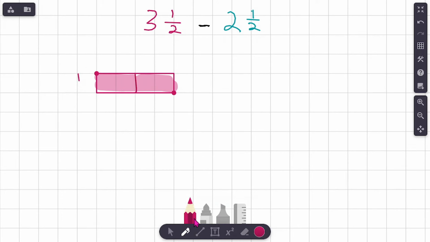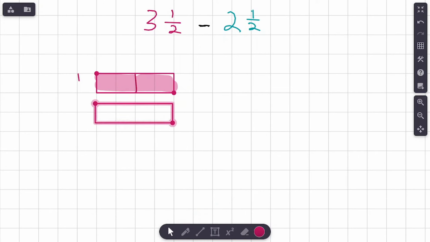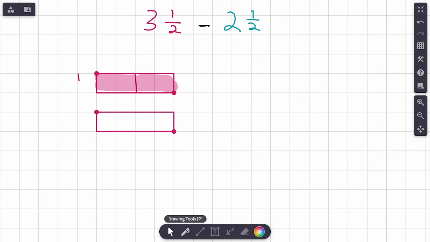So there's our first model. I'm going to copy this because we've got a second whole that we need to color in. So there's 2 wholes.